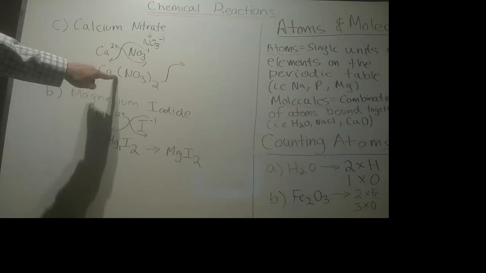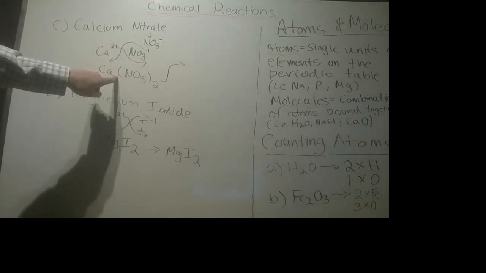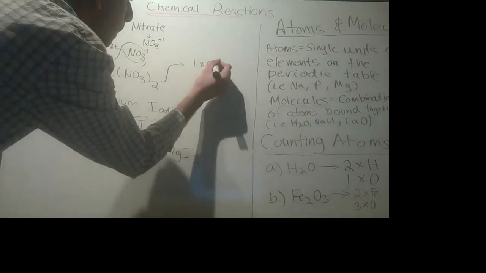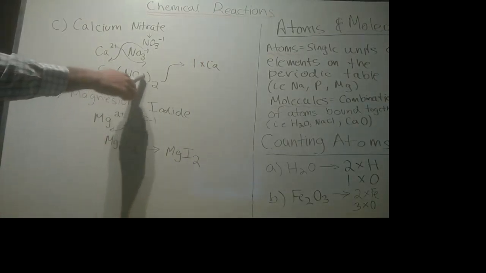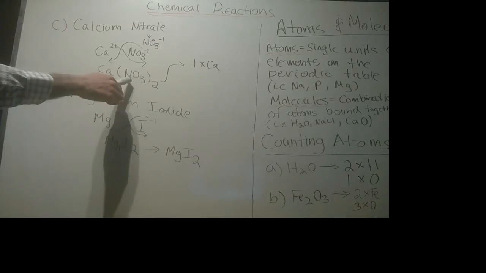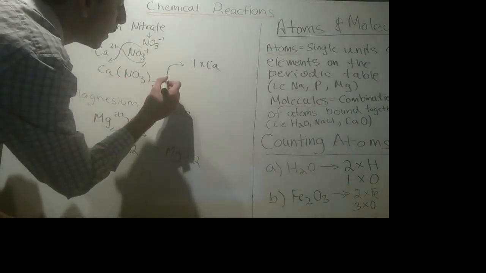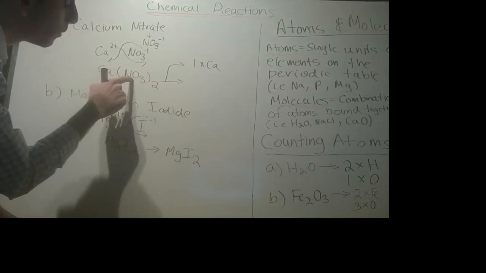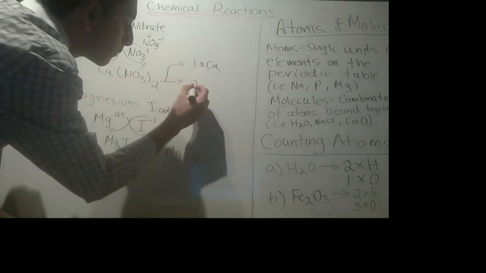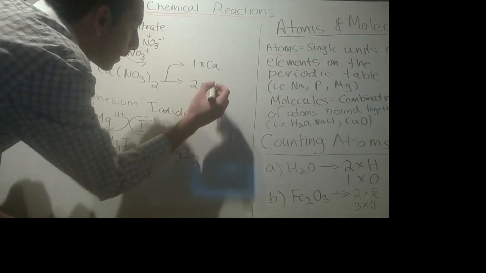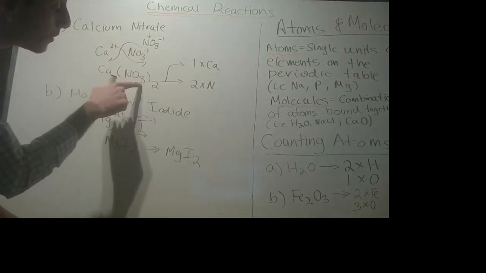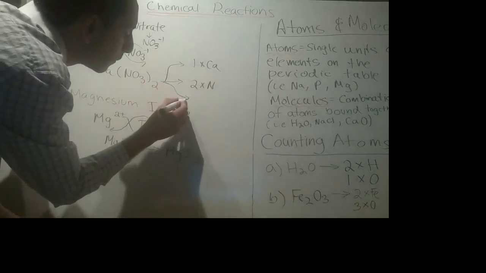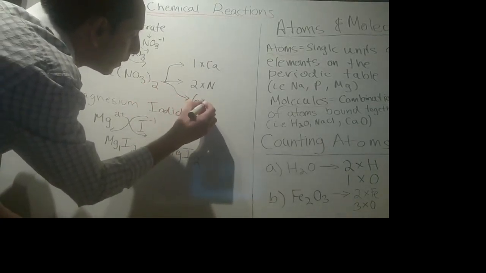Because the subscript of calcium is not apparent, it's implied that it's a 1, so there's 1 calcium atom. Because all of the nitrate ion is inside the bracket, there are 2 times 1 nitrogen atom and 2 times the 3 oxygen atoms that are all in the bracket. So it's a total of 6 oxygen atoms.